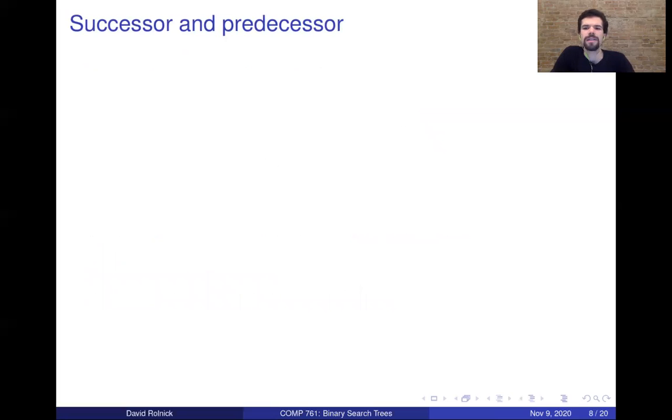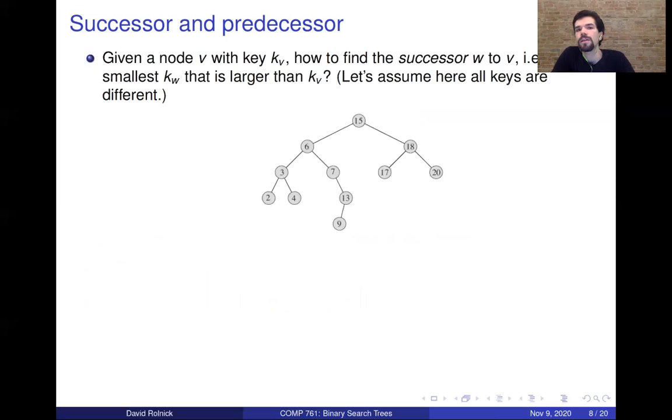Okay, now let's get into slightly more complicated territory, successor and predecessor. Given a node with key kv, how do we find the successor w to v, that is, the smallest key that is larger than kv? Let's just assume for the sake of simplicity that all keys are different.